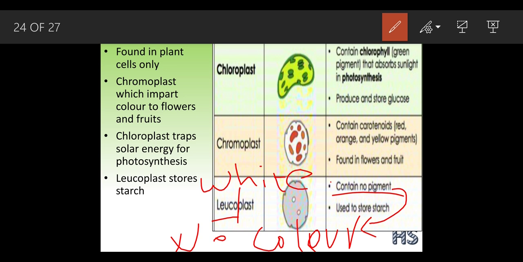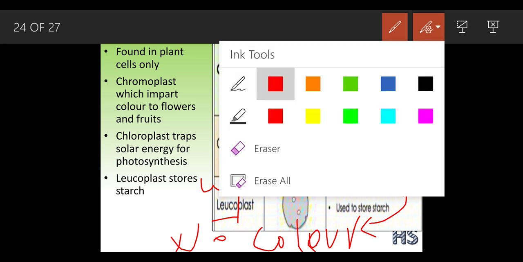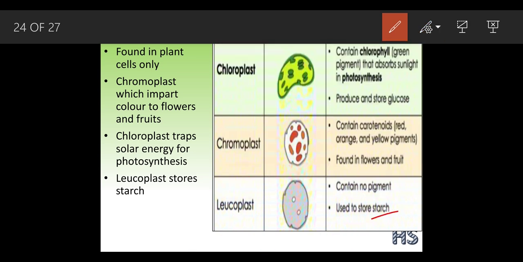What is the work of this leucoplast? The work of this leucoplast is to store starch. What is starch? Starch is a type of carbohydrate.